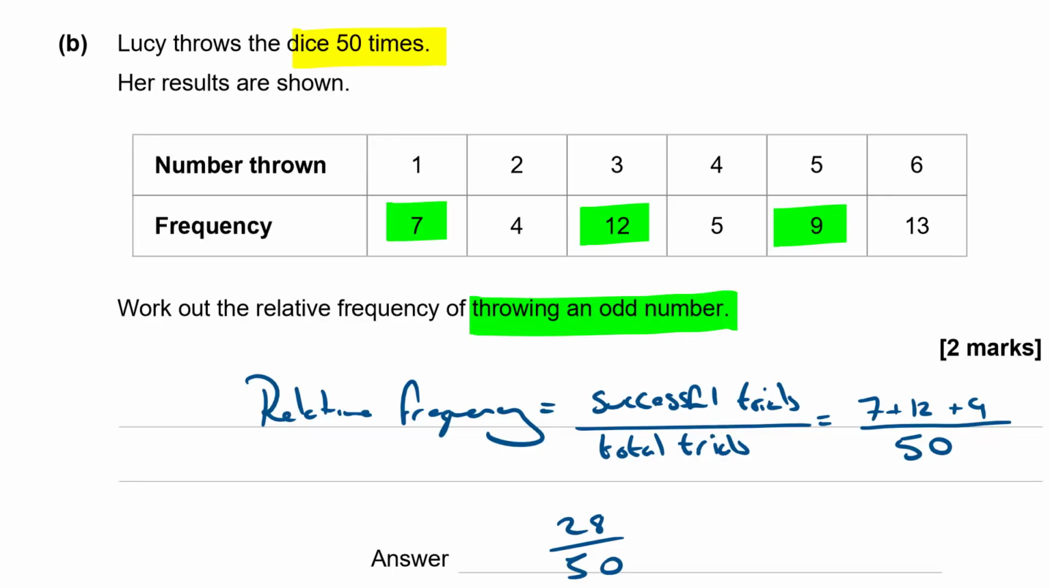Now I could cancel that down, but often in these sorts of questions you don't actually get any extra credit for cancelling down probabilities, and there is a danger that when you cancel them down you make a mistake. So the only possible outcome of you cancelling down a question like this is you losing marks, so don't bother.